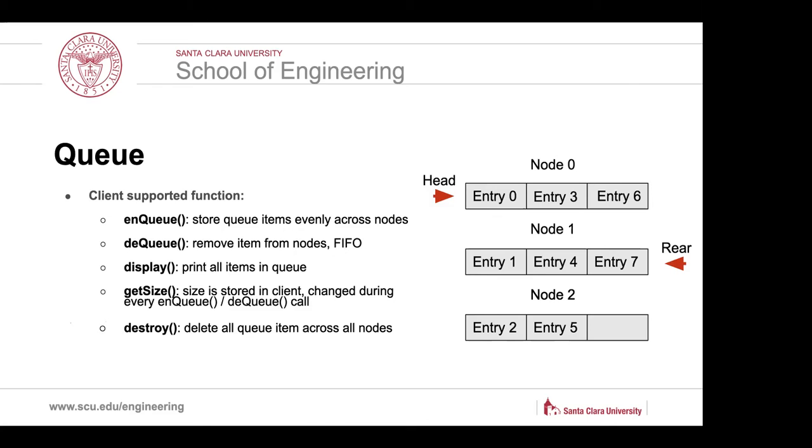So on this graph, there are 2 pointers. Every time an enqueue is called, the rear pointer will move. For example, if we enqueue entry 8, the rear pointer will point to node 2, indicating it's the new tail of the queue. And also for the head pointer, every time a dequeue is called, for example, entry 0 is deleted, entry 3 and 6 will come forward to fill in the gap. In the meantime, the head pointer will go to node 1 and point to entry 1, indicating it's the new head of the queue. So both of the pointers are going to iterate through every node.